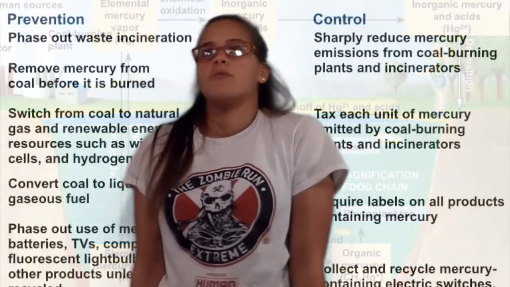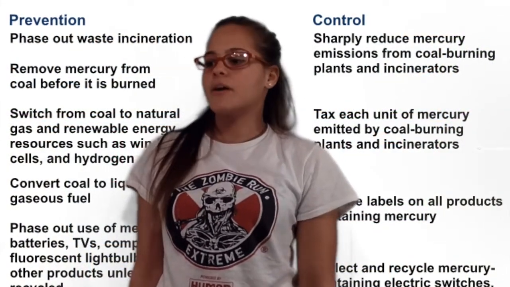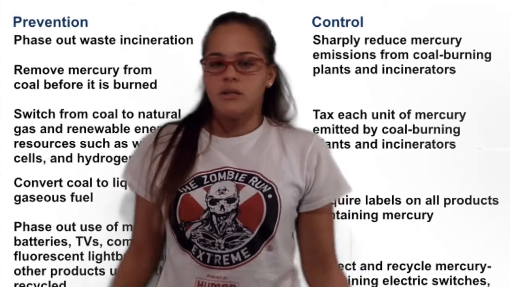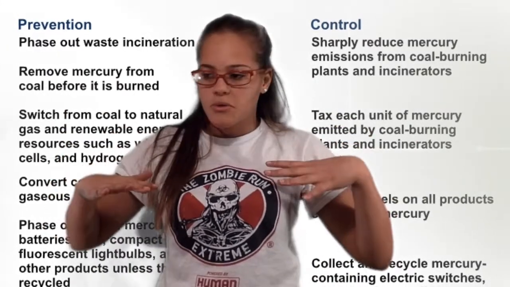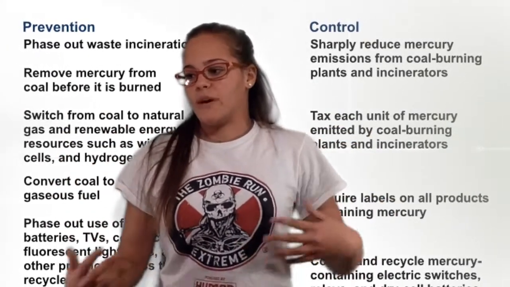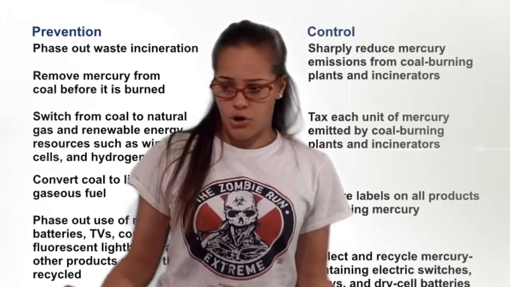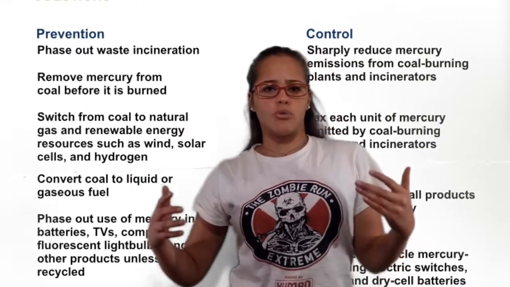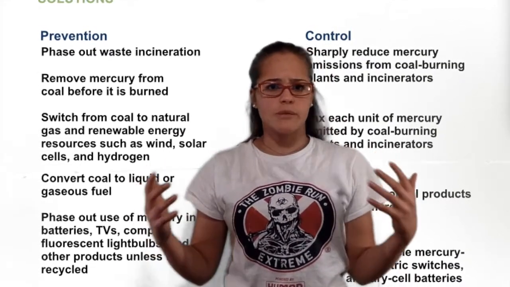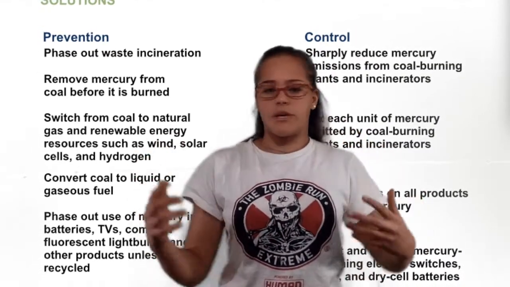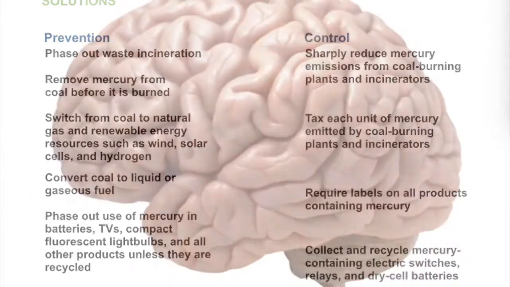So I know everyone's thinking, oh my god, mercury, but there are some things that we can do to help keep it down. We can phase out waste incineration. We can remove mercury from coal before it's burned, convert coal into liquid or gaseous fuel forms to make it better, and we can phase out mercury in batteries and all that jazz.